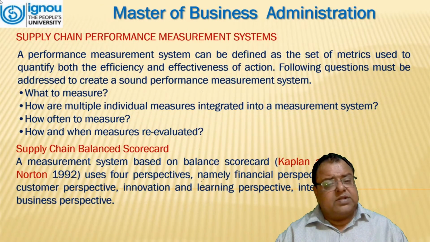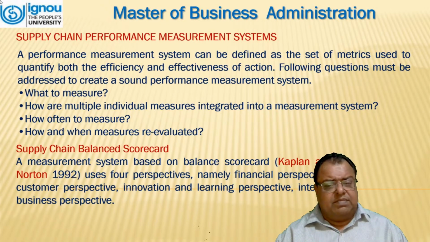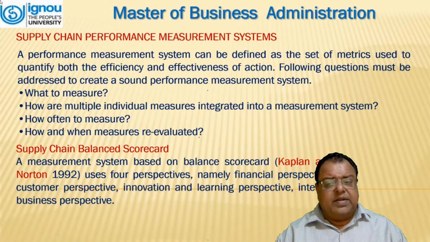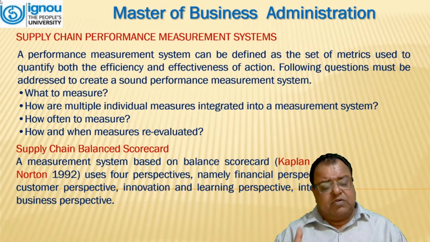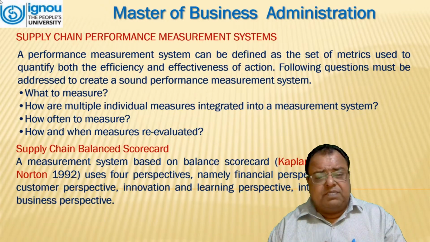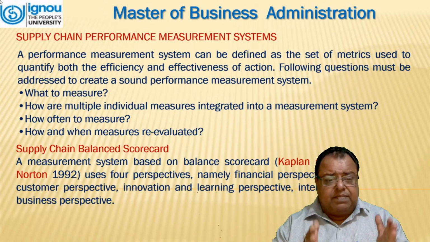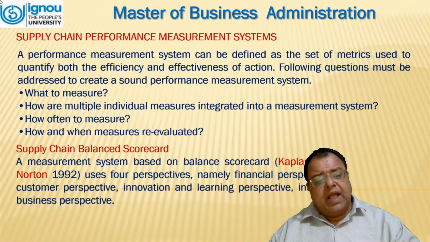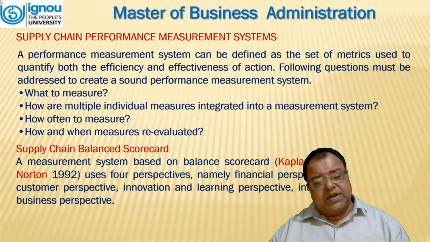Supply chain performance measurement system. A performance measurement system can be defined as the set of metrics required to quantify both the efficiency and effectiveness of action. The following questions must be addressed to create a sound performance measurement system. What to measure? How are multiple individual measures integrated into a measurement system? How often to measure? And how and when are measures to be evaluated?